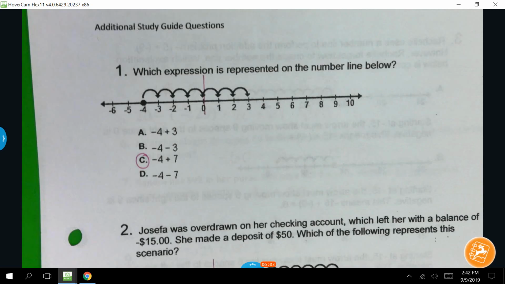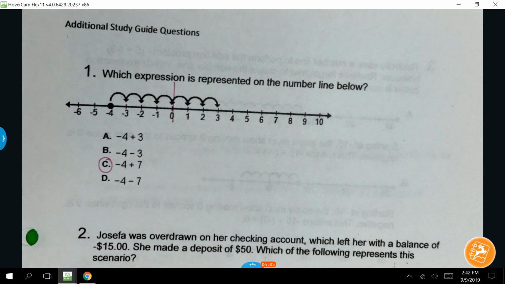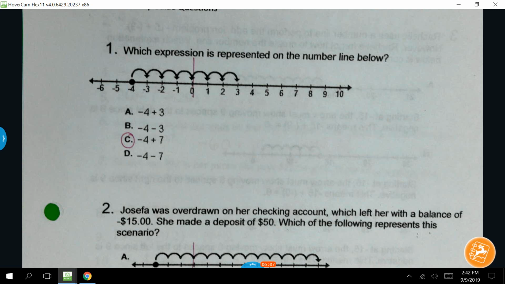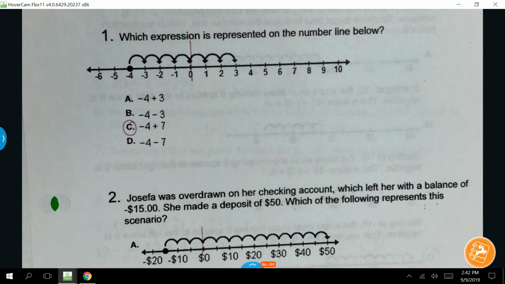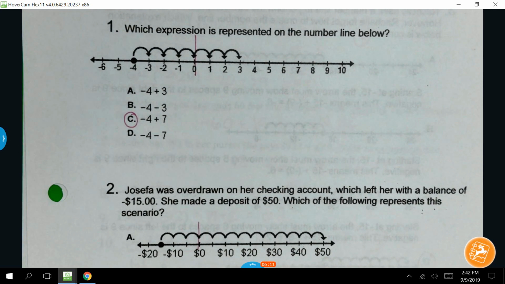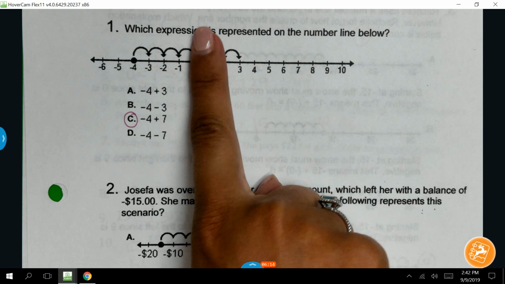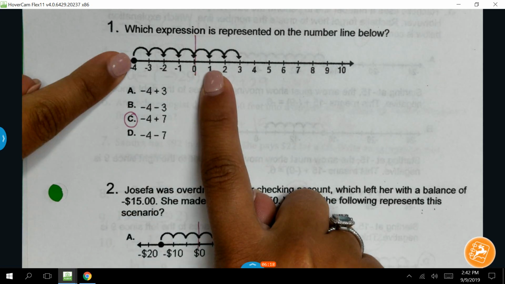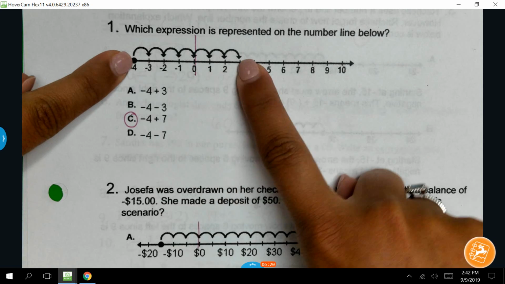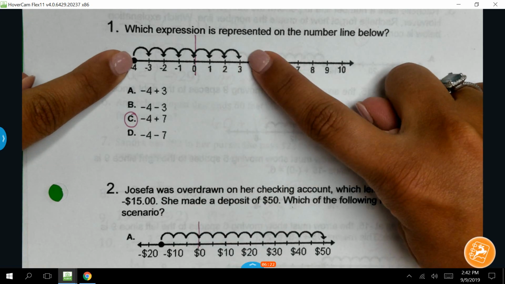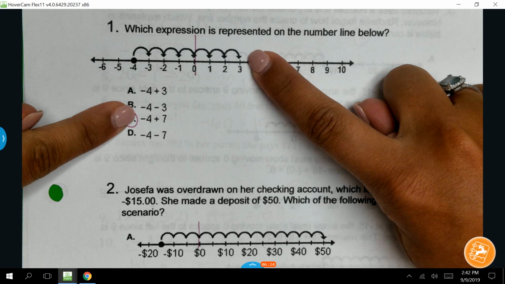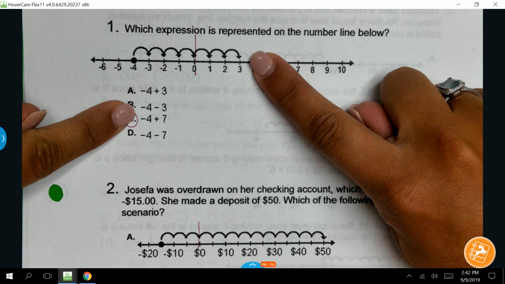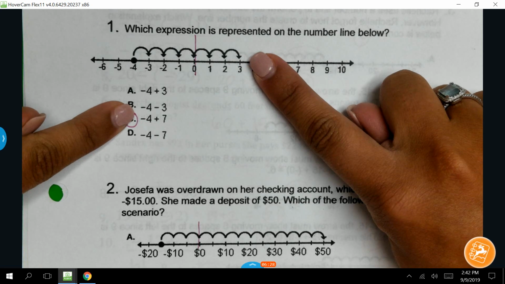Okay. These last couple of questions are examples from the Scantron test, so you might see something like this tomorrow. Remember that you always start at 0, and then in this case, we went to the left -4, and then we went back a total of 7 spaces, which gave me 3. So that's -4 plus 7. Okay. Does that make sense? We all got that one?